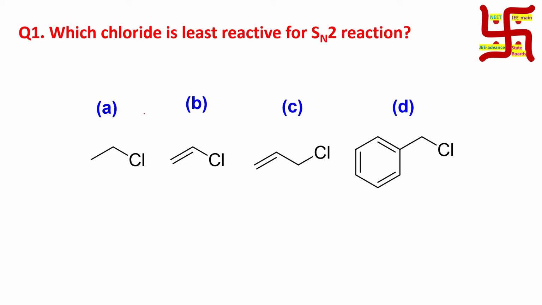Now, before going to the main part, I want to say one statement, student. Always read the question very carefully and try to find out what is asked in the question. So if you read this question, which chloride is the least reactive for SN2 reaction? So actually 2 points are there here. One is SN2 reaction and second point is least reactive.